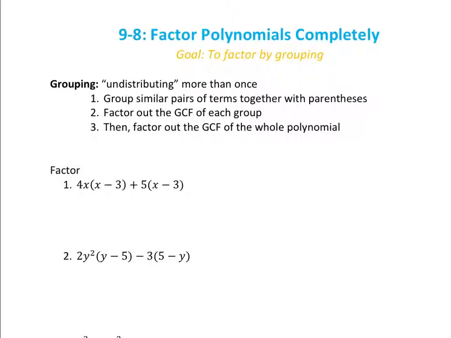So this grouping thing is basically that undistributing thing we talked about in the first section of factoring, pulling out the greatest common factor, more than one time. We're going to have more than 3 terms, usually 4. You group similar pairs of terms together, pick out ones that have a greatest common factor, and factor the greatest common factor out of each of those. Then you'll have something in common in the whole polynomial, and you'll be able to factor a second time. So it's like double grouping, double factoring, double undistributing.